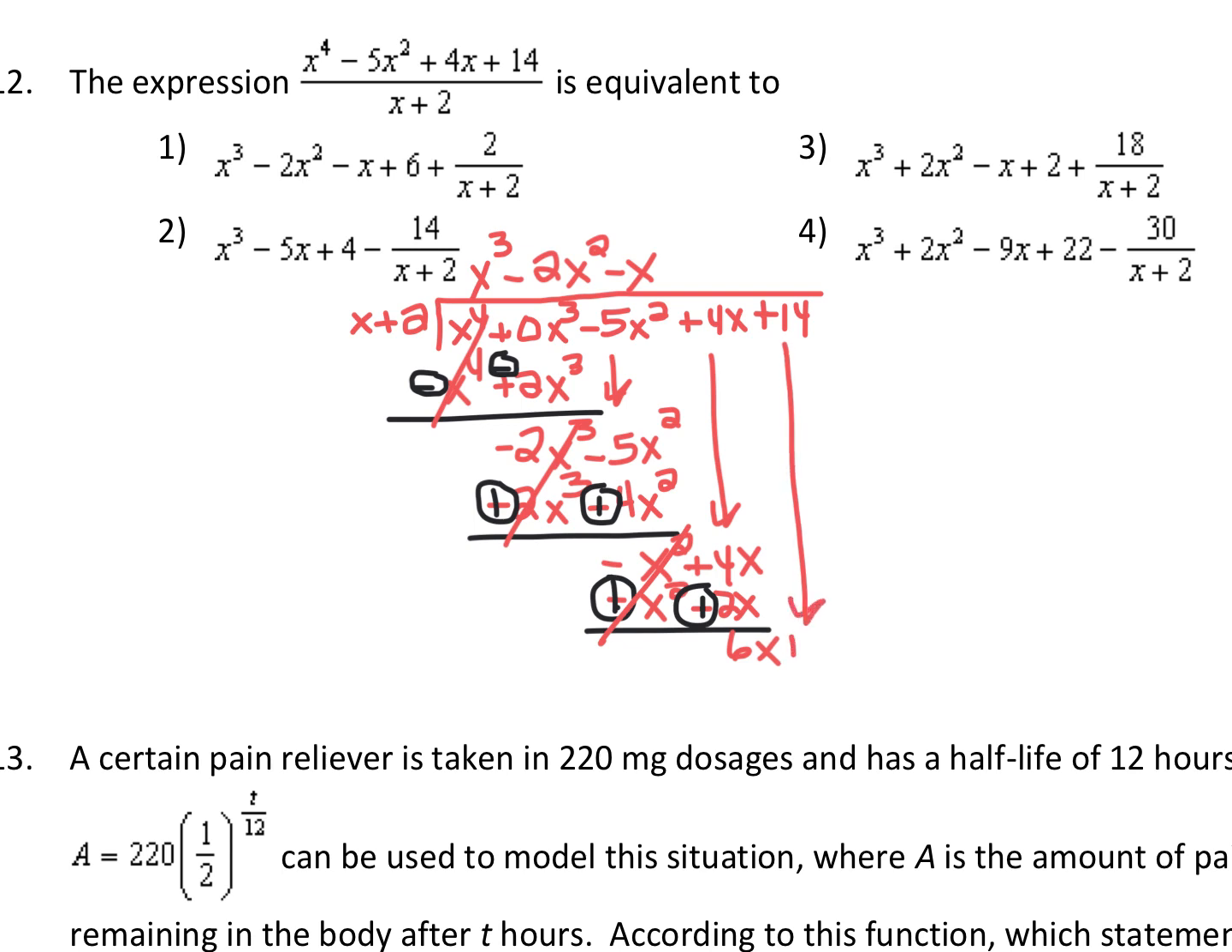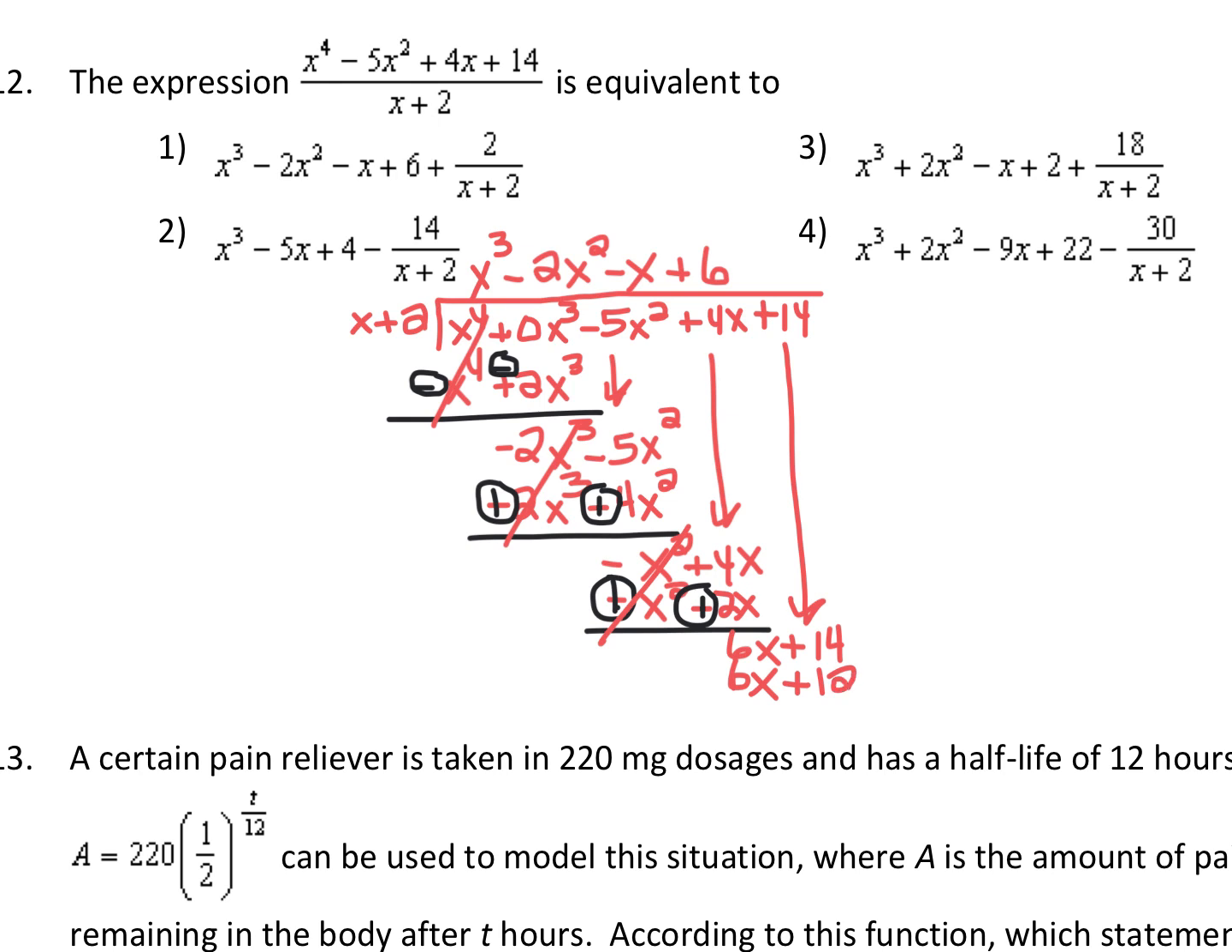So this is the last time we're going to repeat this process. Okay, so what do we multiply x by to give us 6x? Just a 6. So let's put this at top, plus 6. And when we distribute, 6 times x is 6x. 6 times 2 is 12.